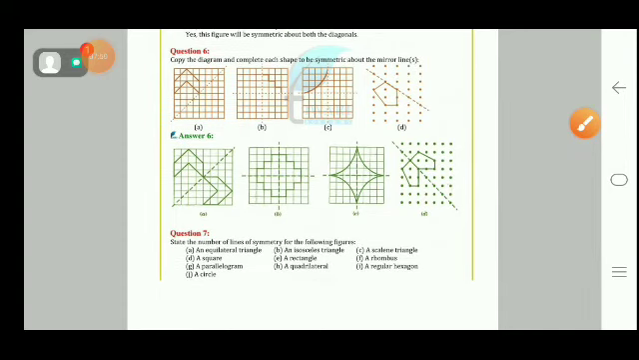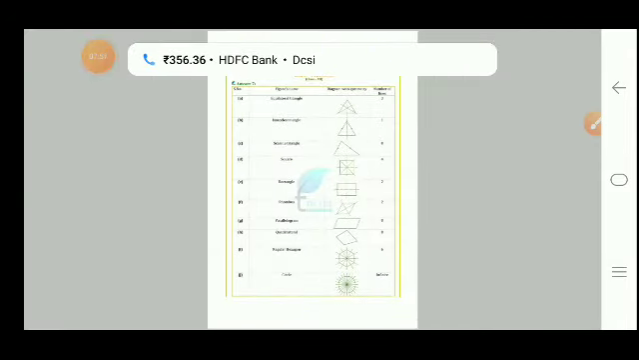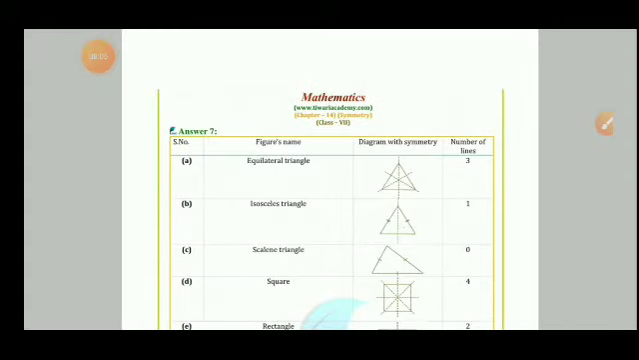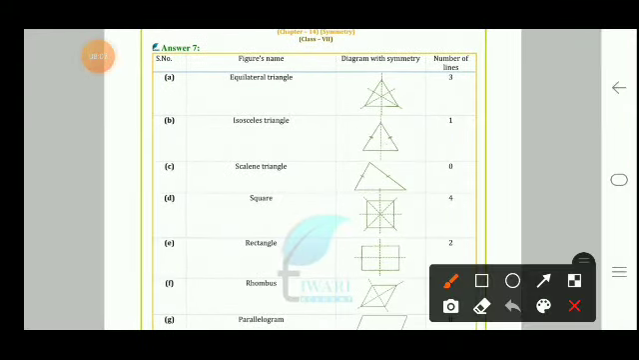So coming to the next, State the number of lines of symmetry for each of the following figures. Looking here, the first one we have is an equilateral triangle. So how many lines of symmetry do we have? 1, 2, 3. We have 3 lines of symmetry.